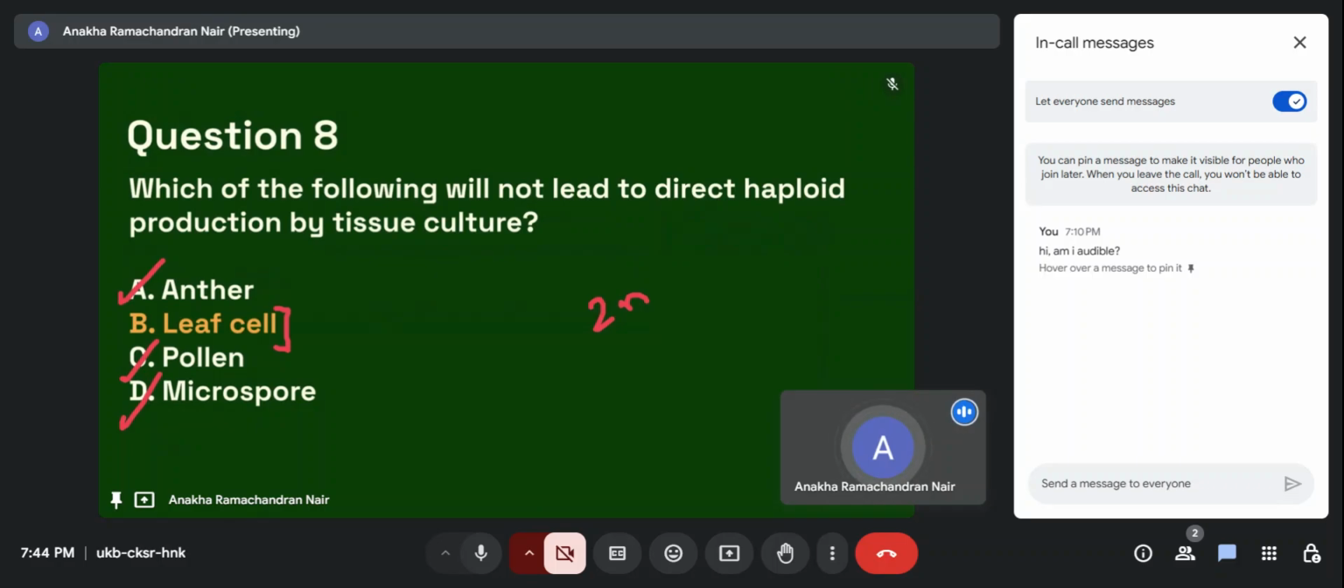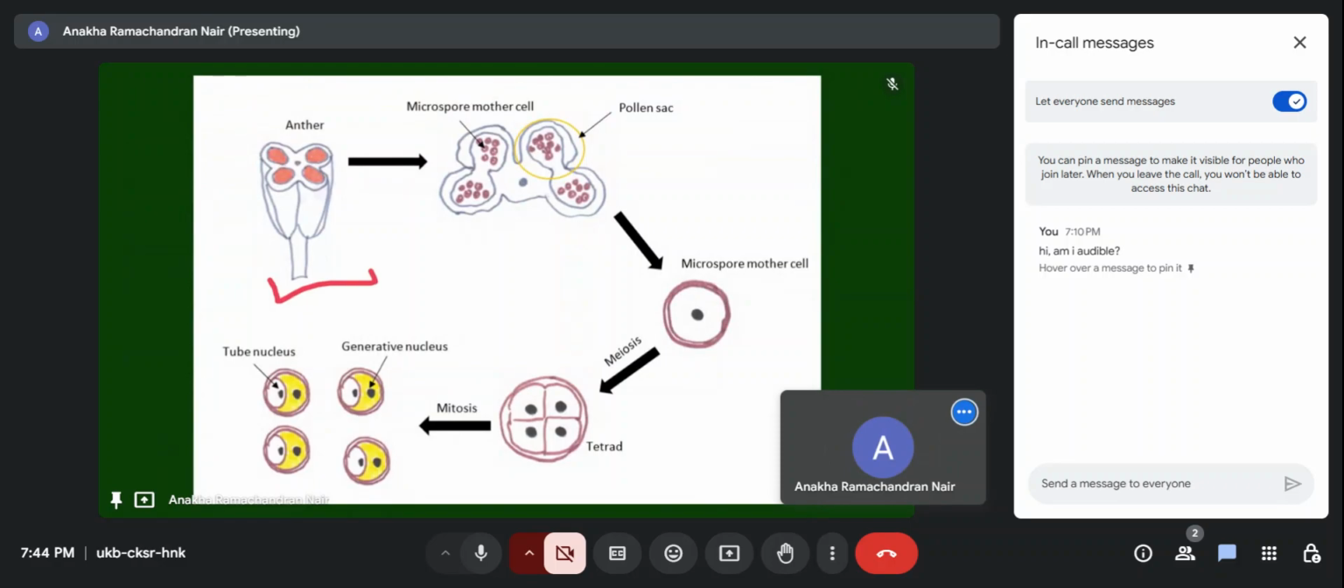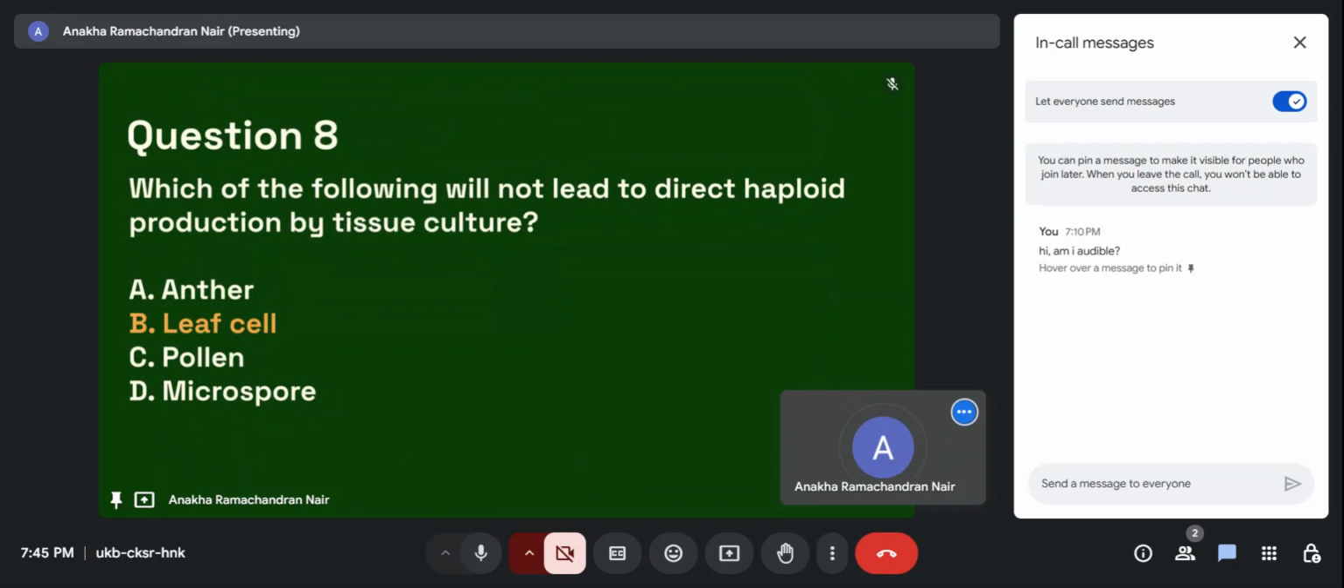But anther, pollen, and microspore, you can see here, this is the anther, this is the pollen, and this is the microspore tetrad. All these have haploid cells in them, or in the case of anther, are capable of producing haploid cells in certain conditions. So these can be used for haploid production in tissue culture. But leaf cell cannot.